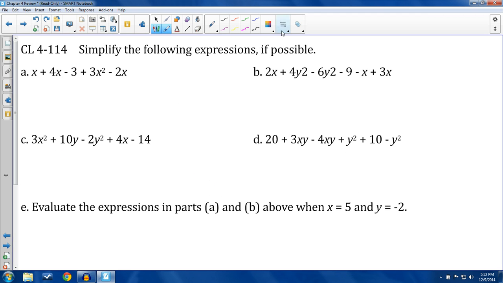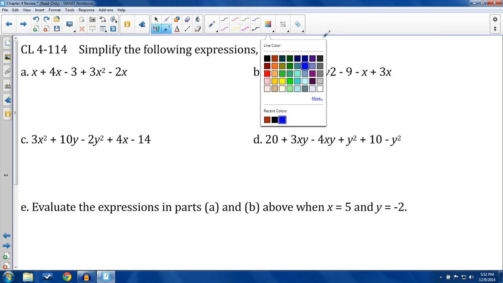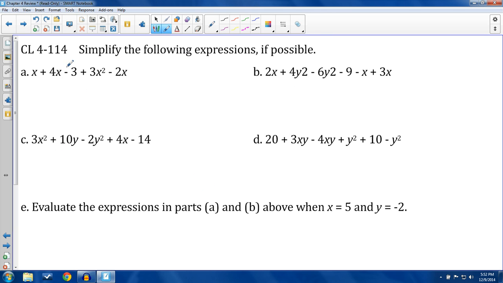Okay, simplify the following expressions if possible. Now by that they mean let's combine like terms. So I'm going to go slowly through part A, and I'll speed up as I go through. Just make sure you pay close attention to what I do. I'm going to take this x right here. I'm going to box it. Anything else that ends with an x, and only an x, not an x squared, I will also box. And I'll also box the sign that's in front of it. So that's a plus 4x, not this, and this here, this minus 2x.